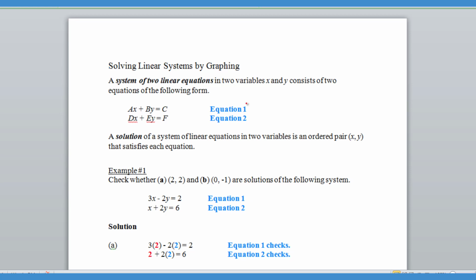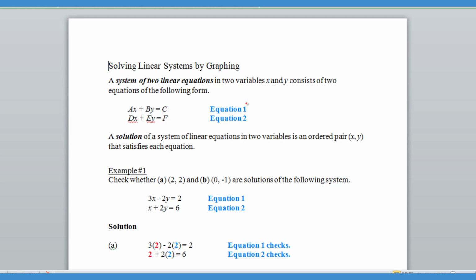Your system of equations could also be written in slope-intercept form, so long as there's two and you have an x and a y in both of them. If you don't have an x and y in both of them, you're probably dealing with a vertical or a horizontal line, so just keep those special circumstances in your mind.